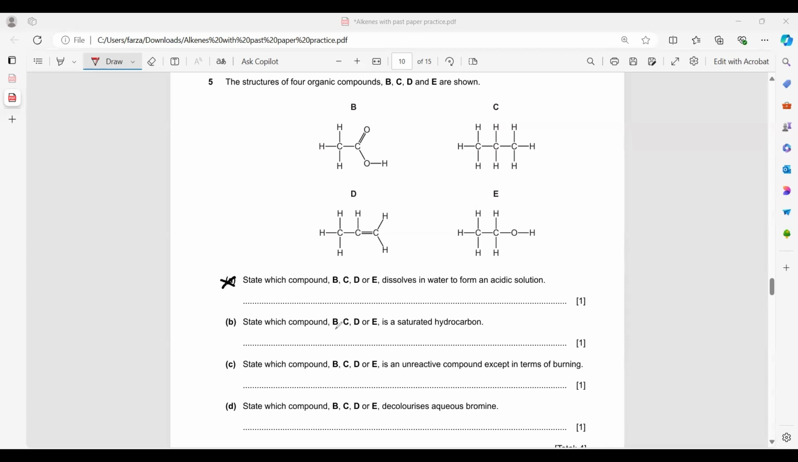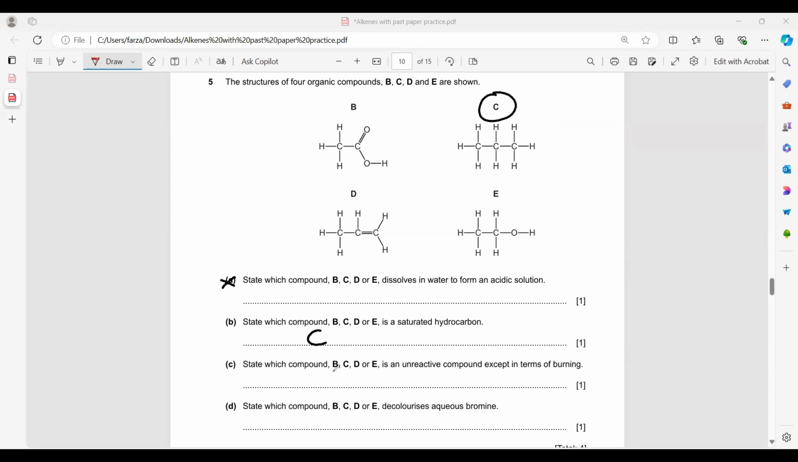State which compound B, C, D, or E is a saturated hydrocarbon. So as I told you earlier, for a saturated hydrocarbon, what are you going to look for? Whether they all have single bonds and whether it's a hydrocarbon, so carbon and hydrogen. So C seems to fit into this criteria. So C will be the answer here. So let's go to the next question.